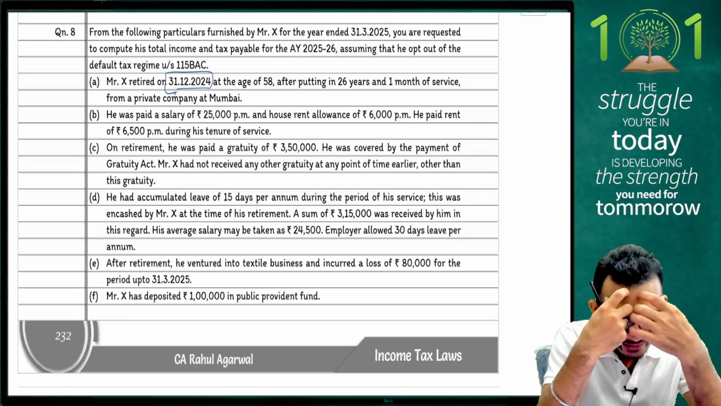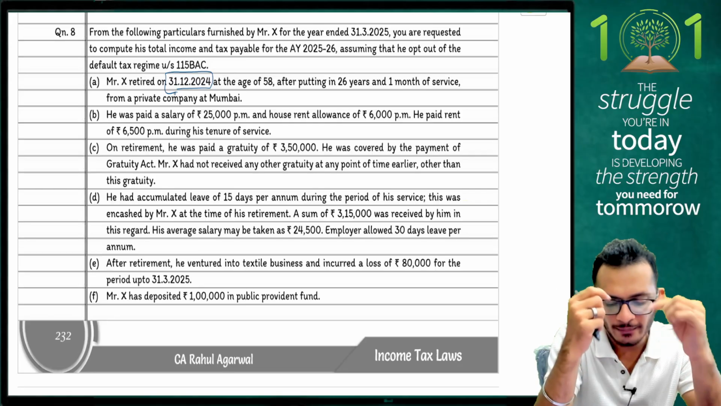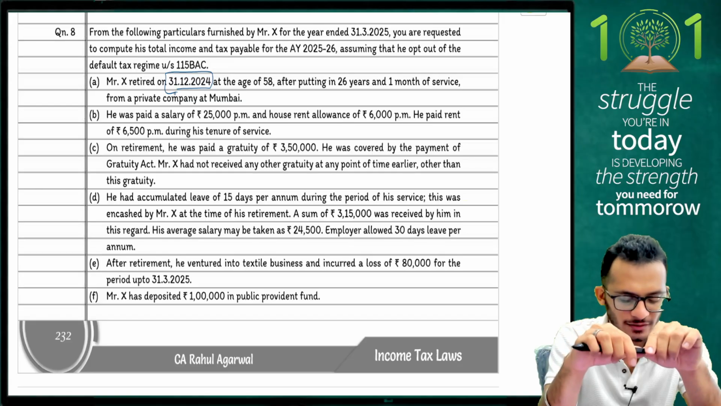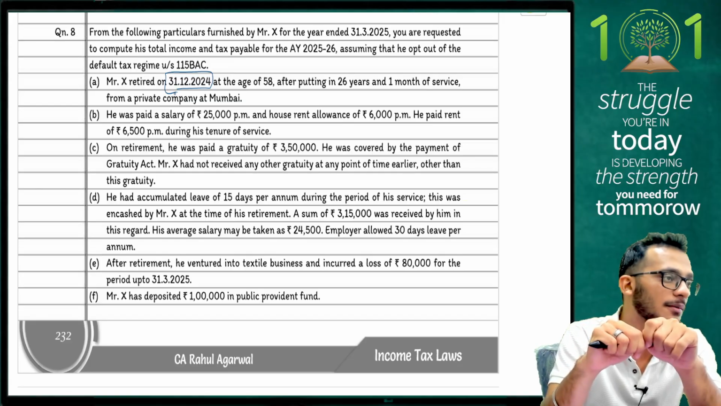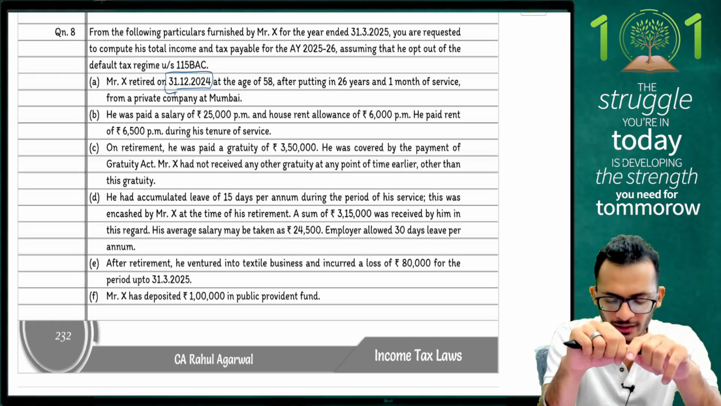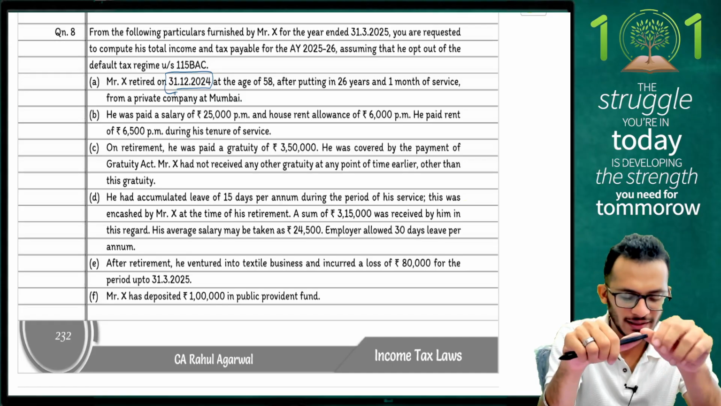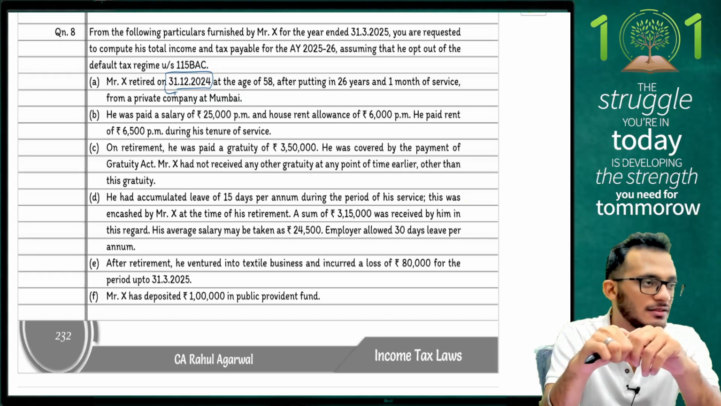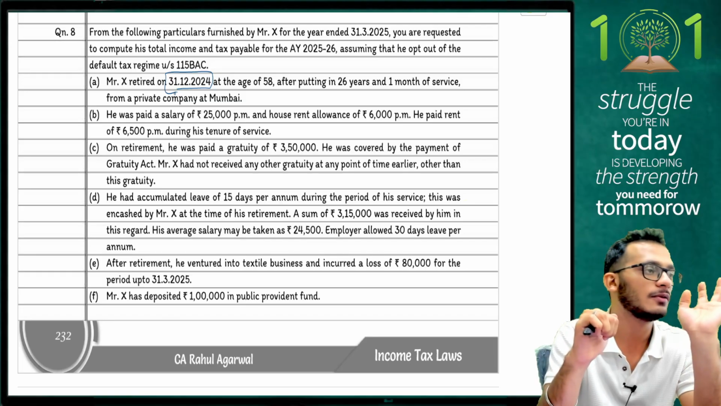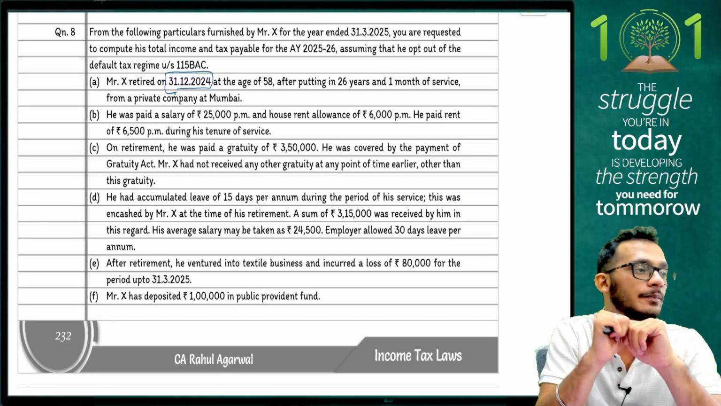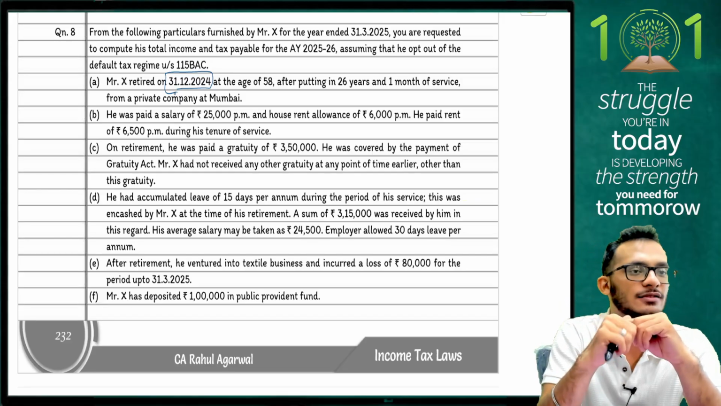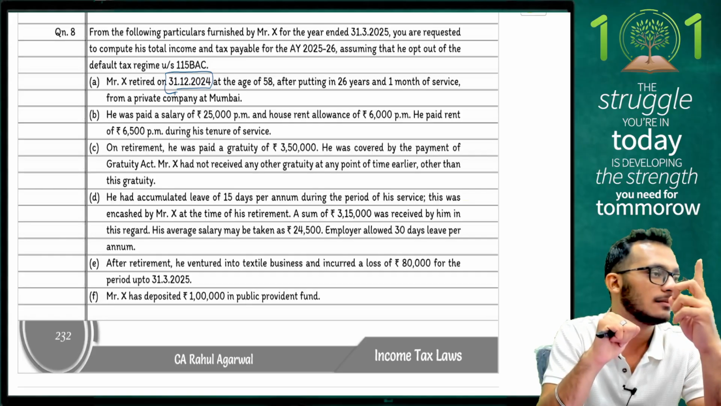Point number D. He has accumulated leave of 15 days per annum during the period of his service. This was encashed by Mr. X at the time of his retirement. We're talking about leave encashment. A sum of 3,15,000 was received by him. Average salary can be taken as 24,500. They have themselves confirmed what the average salary is. So it is least of 4. Leave salary, least of 4.